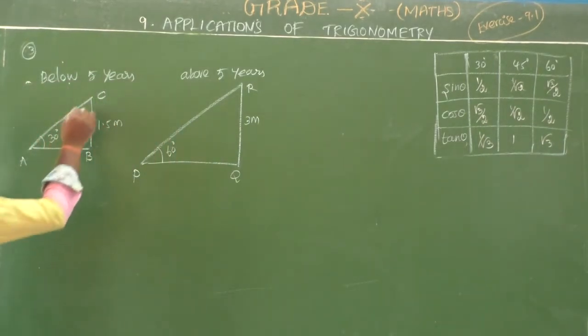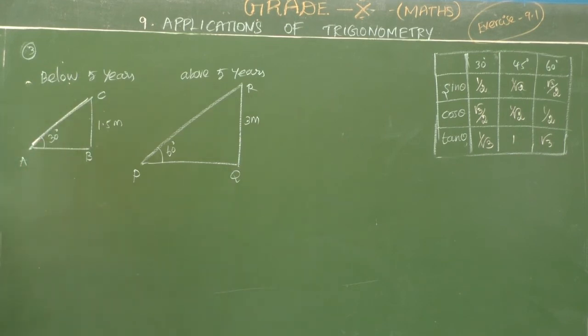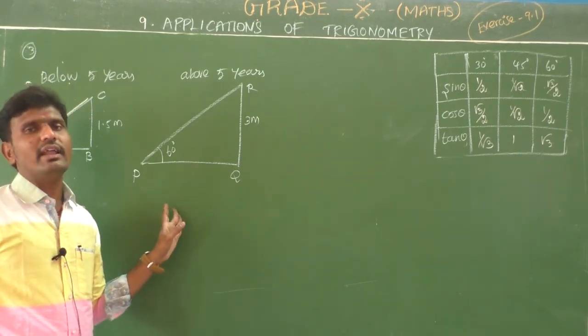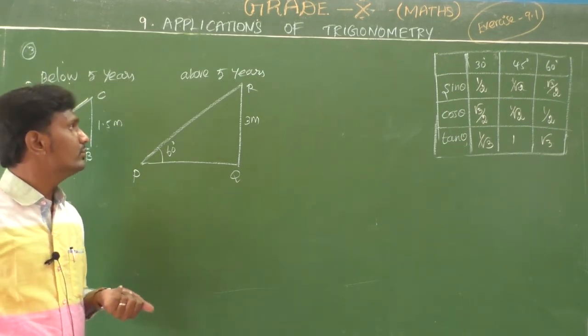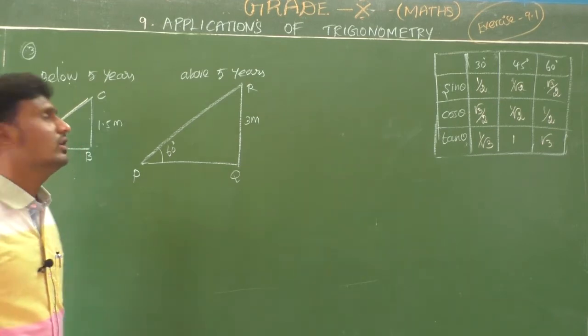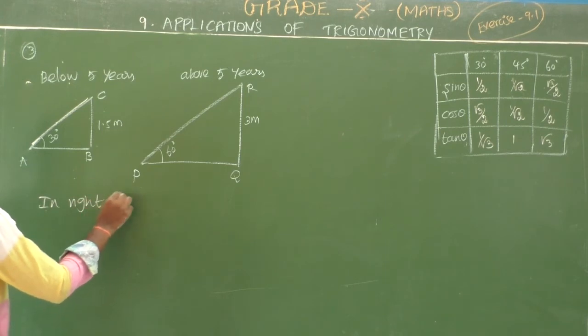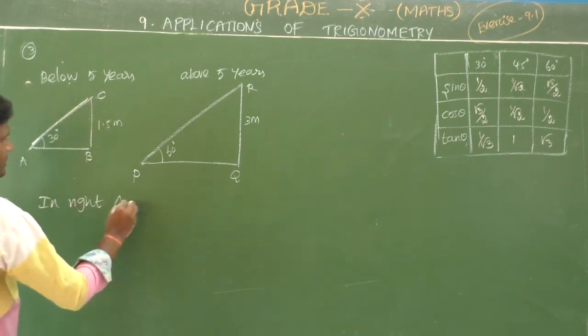So the slide is this only, which we are going to find in both cases. So here we need to find the length of AC and there we need to find the length of PR. Okay, so in right triangle CAB.